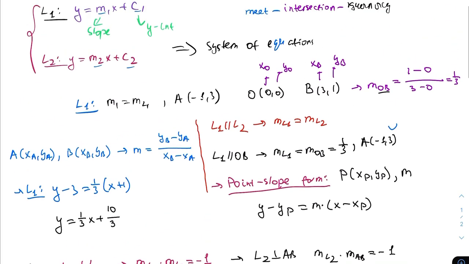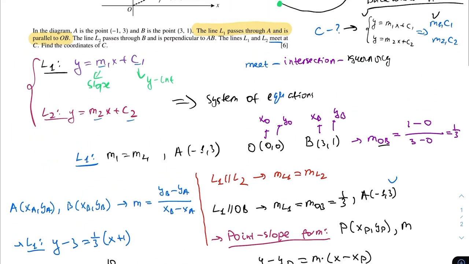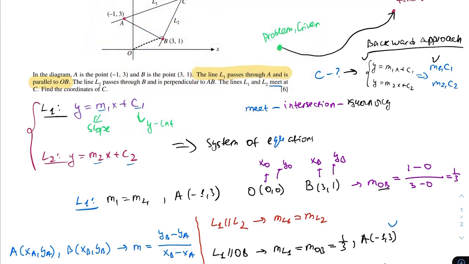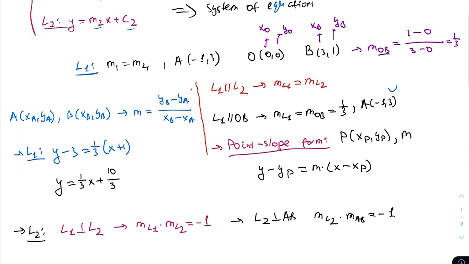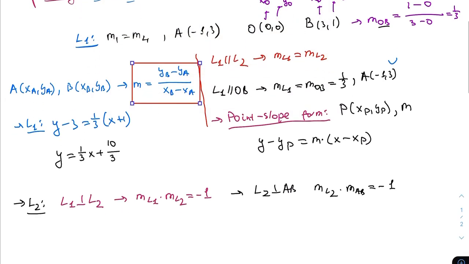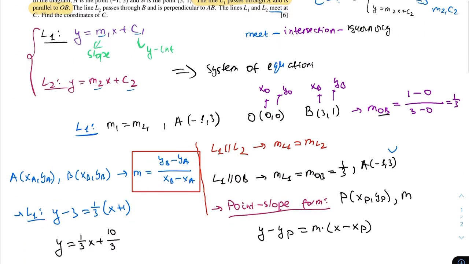So I need to find the slope of L2, but I need to know what the slope of AB is. So how can I find it? Again, I have 2 points. I can use this formula and find the slope. Okay, cool. So M. What were A and B? Let me write here. A is minus 1 and 3. B was 3 and 1. Cool.